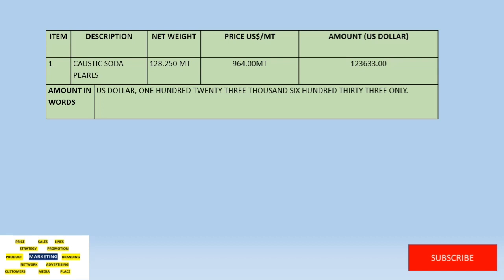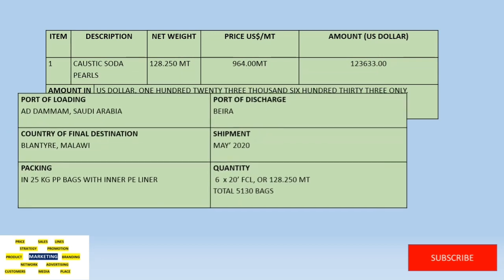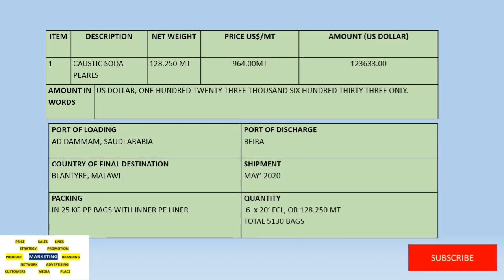Now we see the product description. The product name is caustic soda pearls. Net weight mentioned here is 128.250 metric tons. Price in US dollars per metric ton is 964, so the total amount in dollars is 123,633. The amount in words is also mentioned.